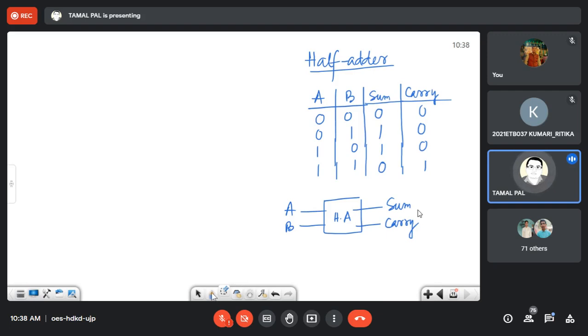Now, consider this is your truth table. Here the outputs are 2. We have to deal with 2 outputs. It's not single output. Now, we'll derive the expression for sum and carry, and finally, we'll construct the hard logic circuit of half adder.